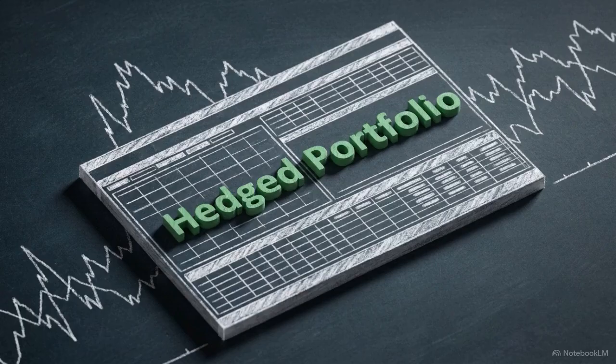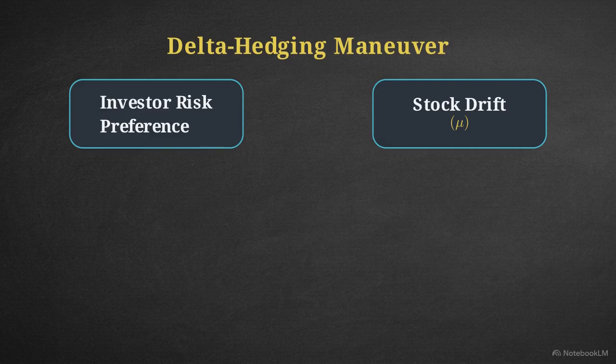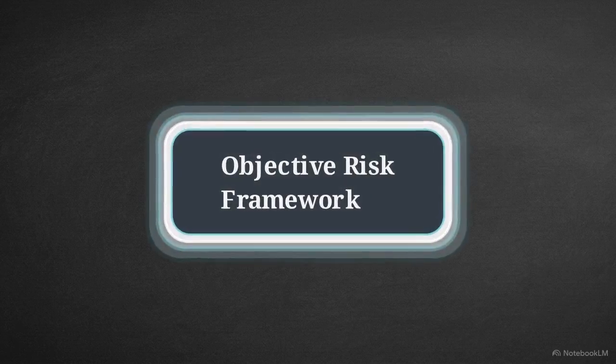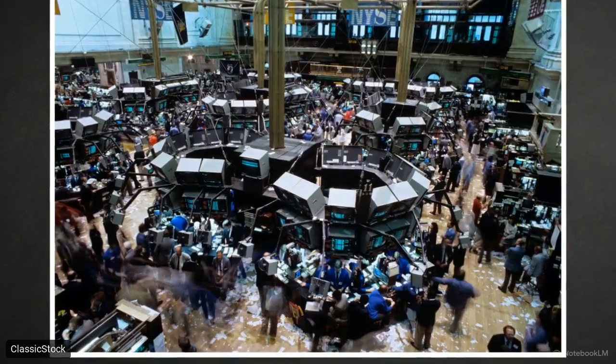The randomized risk is stripped away entirely. Because this specific portfolio is now instantaneously riskless, the ironclad rule of no arbitrage dictates it must earn exactly the risk-free rate of return. If it earned anything else, unlimited free profit would exist. This delta hedging maneuver eliminates the investor's risk preference and the stock's real-world drift from the valuation entirely. It creates an objective mathematical framework for isolating and managing risk. That is the elegant academic theory.